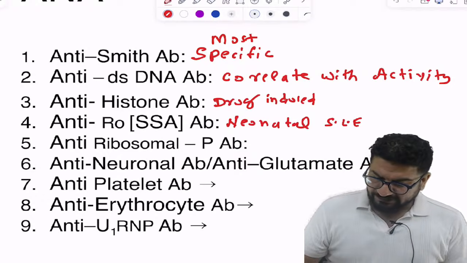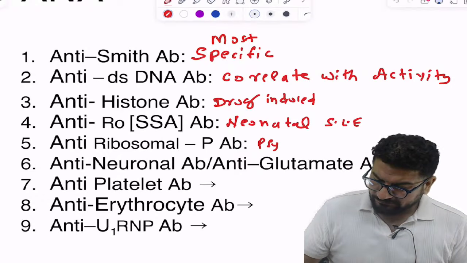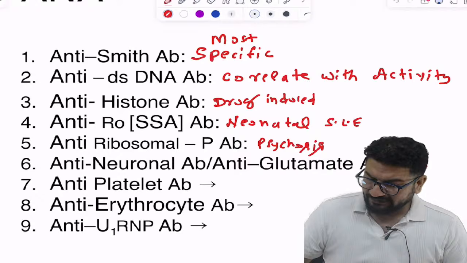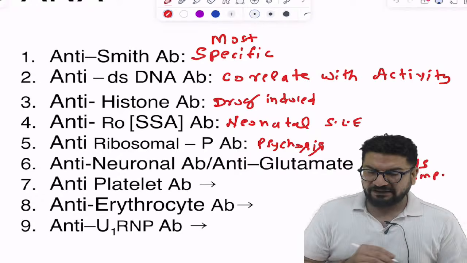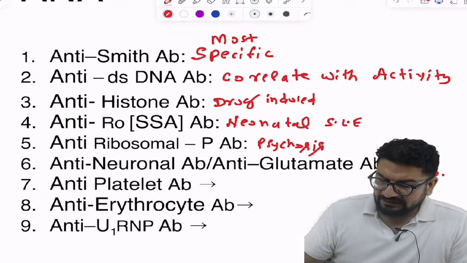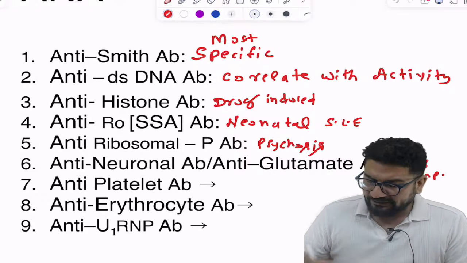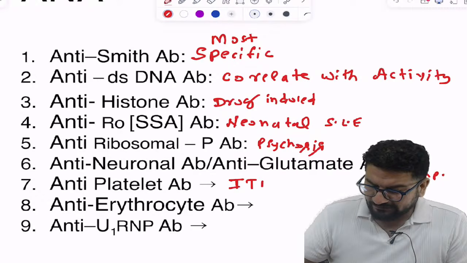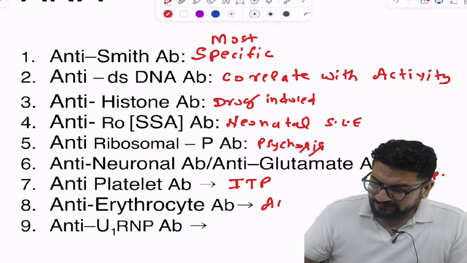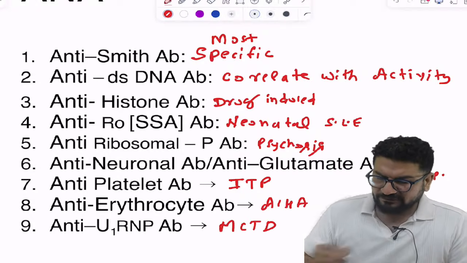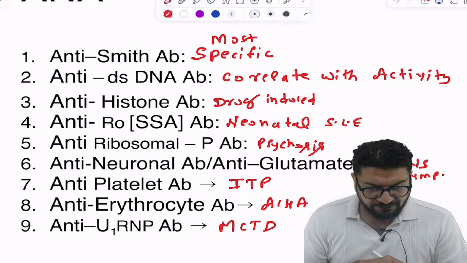Anti-ribosomal P. P for psychosis. It will cause psychosis in SLE, a CNS symptom. Understand this thing. CNS symptoms in the patient will occur because of anti-neuronal antibody. Anti-platelet antibody, what will it cause? Antibodies against platelets will cause ITP in SLE. Anti-erythrocyte will cause AIHA in SLE. And anti-U1 RNP will cause mixed connective tissue disorder. We call this MCTD.